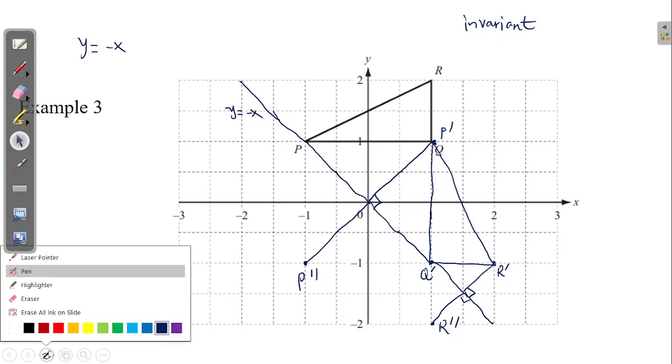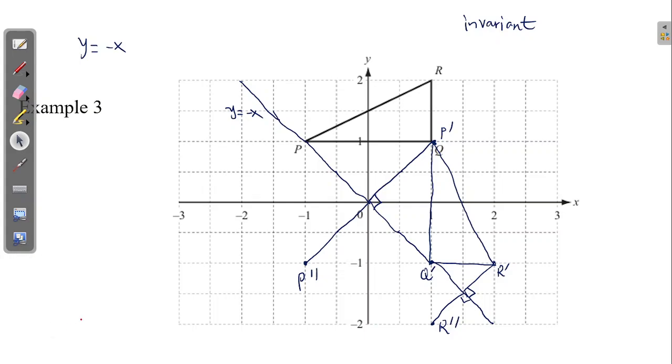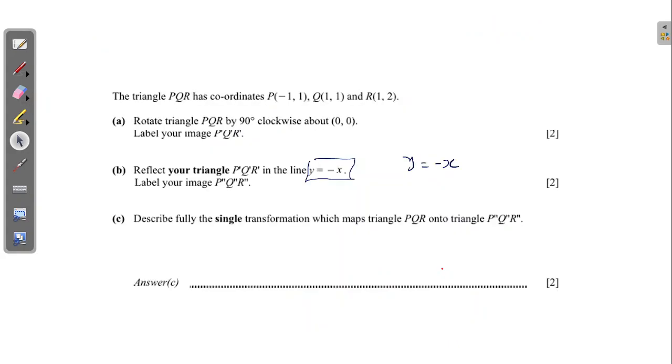So let's connect with a red pen. I'm joining P prime prime to Q prime prime, then to arrow prime prime, like that. So this red triangle is the reflection of this triangle here along that line. So that is the answer.